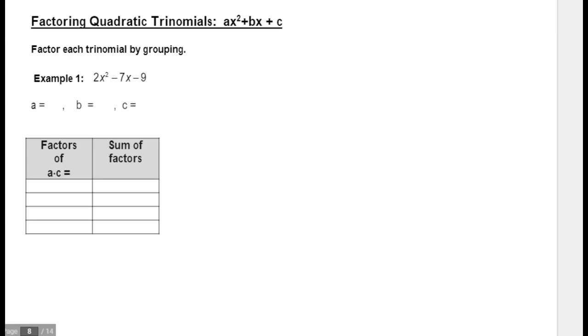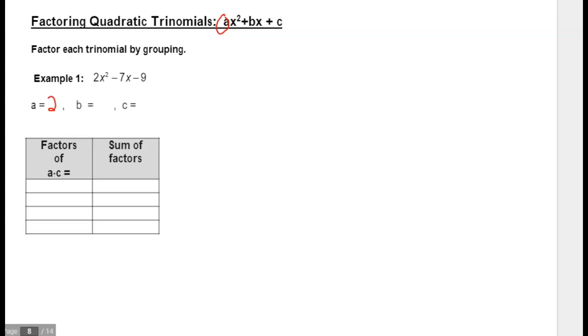Okay, here we go, factoring each trinomial by grouping, but now we are going to change it so that a is more than 1. Makes it a little bit harder, but still manageable. So it's the same procedure as what you've done all week long.